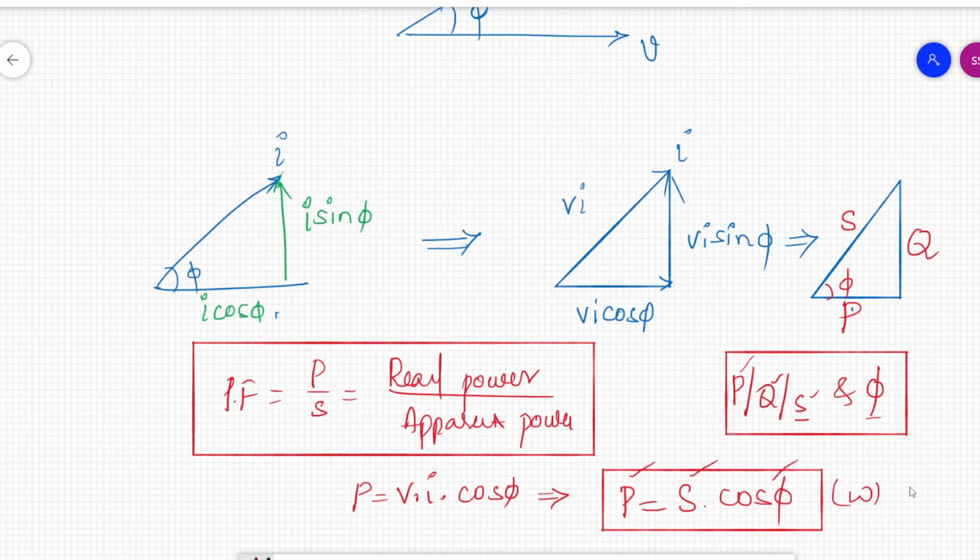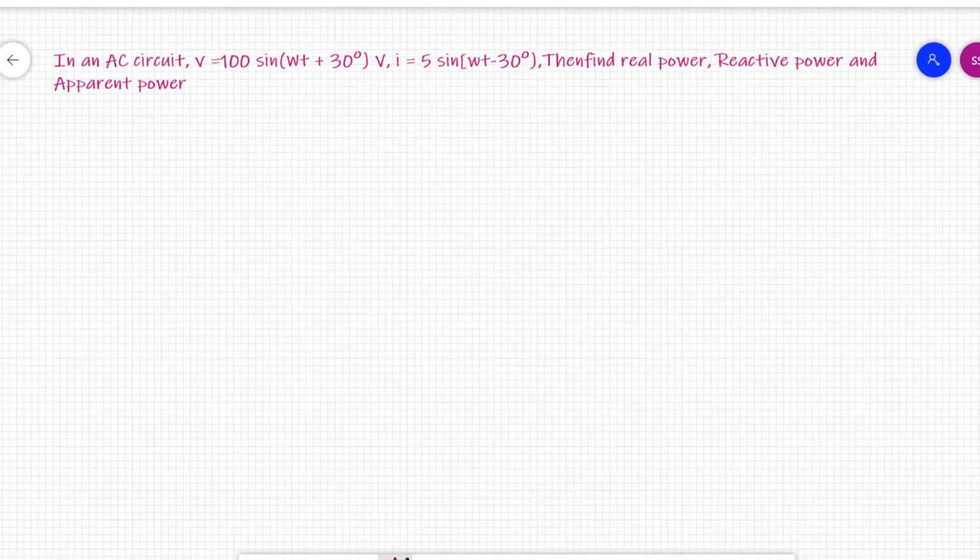Okay, so now let us take a few problems so that you can understand clearly. The first one is a problem to find three types of powers. In an AC circuit, the voltage is 100 sin(omega t + 30 degrees) volts and the current is 5 sin(omega t - 30 degrees). Then find the real power, reactive power and apparent power. So let us try to understand this. We need to find the real power P, reactive power Q and apparent power S.